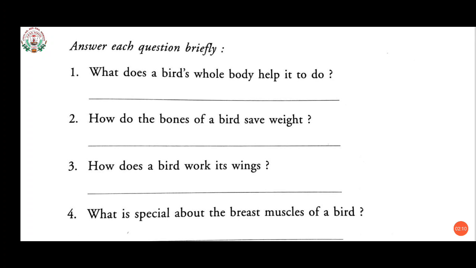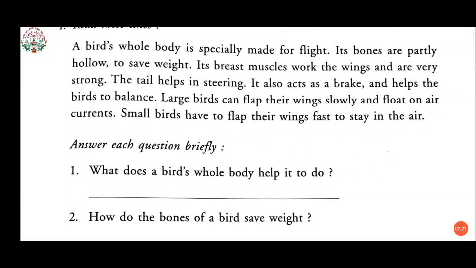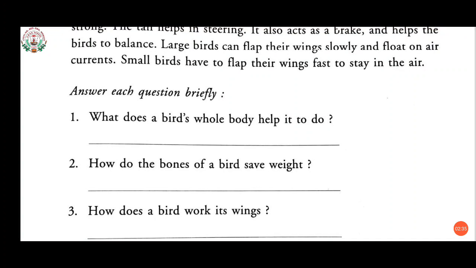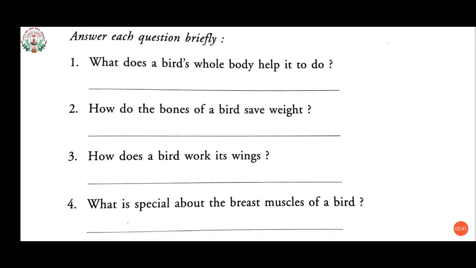Now second one, how do the bones of a bird save weight? The bones of a bird save weight as they are partly hollow. And the continuation, after the full stop, after the first sentence we have the second answer, that is, its bones are partly hollow to save weight. So that will be the second answer: the bones of a bird save weight as they are partly hollow. And now you can see the third one, how does a bird work its wings? A bird works its wings by using its breast muscles.